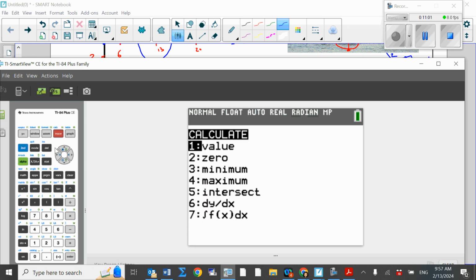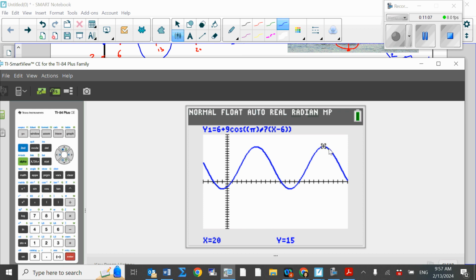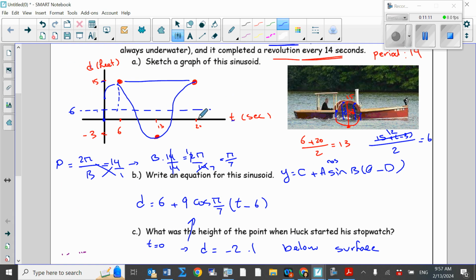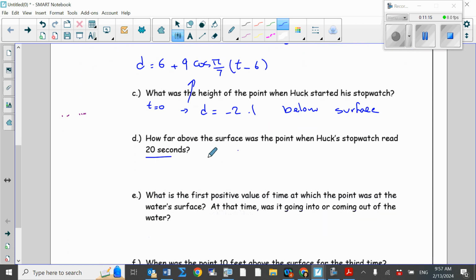You go second, trace, and value again, and 20, and it's 15. That's the highest point. And we already got that here. When x is 20, y is 15, which is highest. So time is 20, distance is 15. That's the high point.